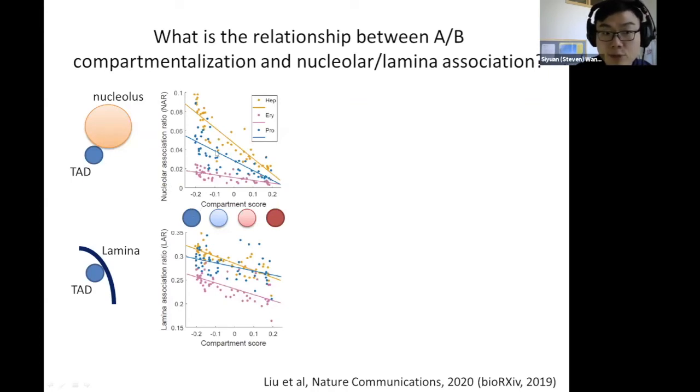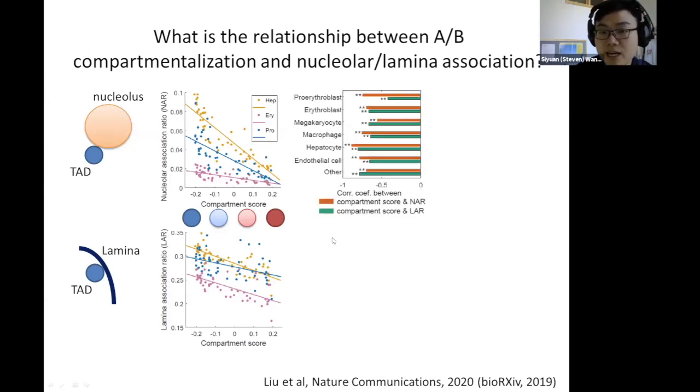However, we also see that between cell types, there are huge differences. For example, here between the erythroblast and the pro-erythroblast, these are very closely related cell types. Their compartment scores actually are almost identical. However, we see that one is systematically higher in their nucleolar association and the laminar association than the other.